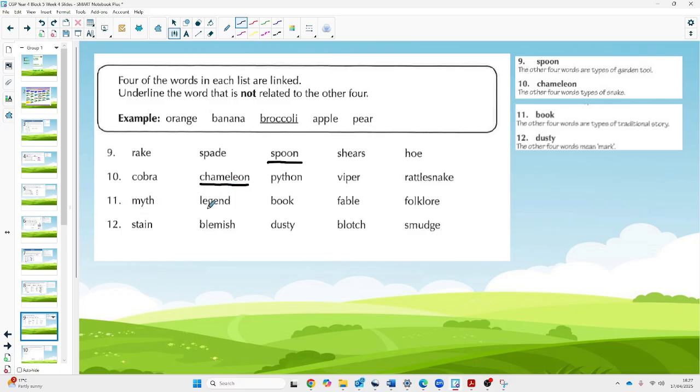Number 11, we've got myth, legend, book, fable and folklore. All the others are types of traditional story, so book is the odd one out there. Then we've got number 12, we've got stain, blemish, dusty, blotch and smudge. Well, 4 of them mean to make a mark, whereas dusty, that doesn't mean to make a mark. Well done again, if you managed to get all of those odd one out questions correct.